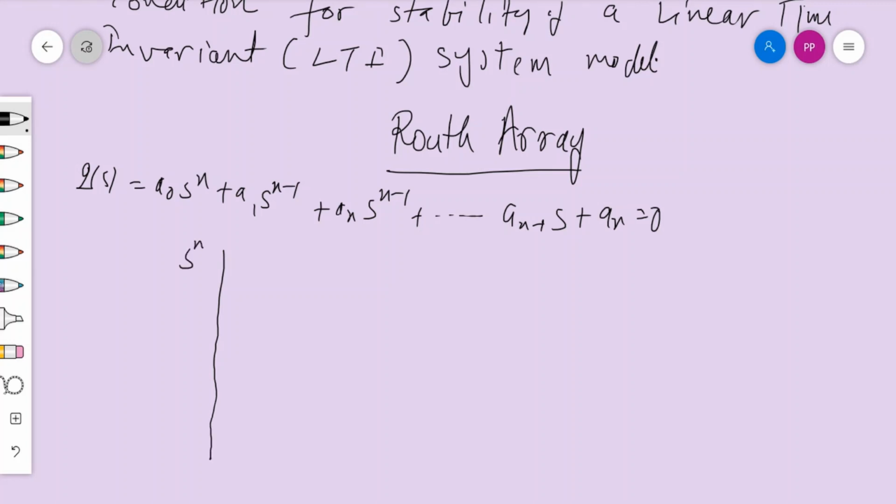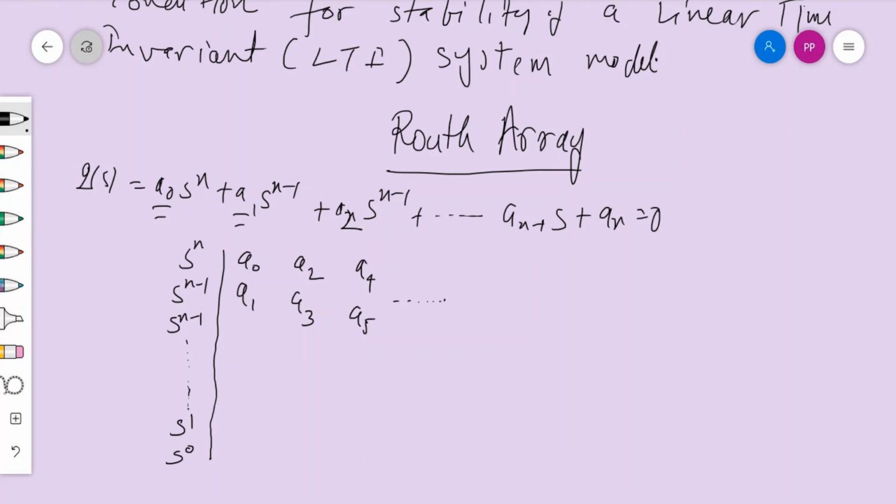We start from s power n, and we start reducing the power of s: s power n minus 1, then s power n minus 2. In this way we go down a column which finishes at s power 0. Now the coefficients: I write a0 first, then a1, then I go to the second column and write a2, then a3. Next I write a4 for s power n, then a5 for s power n minus 1, like that I can proceed.